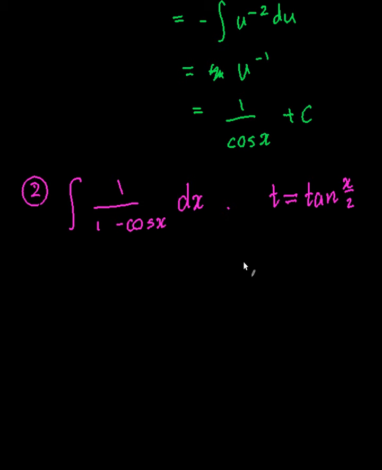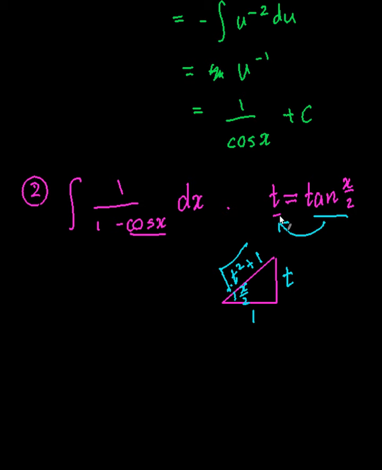Okay, let's see how this is going to play out. The first thing I need to do is find what cos x is in terms of t. In order to do that, I'm going to draw a little triangle. Okay, so that's my triangle. Now this angle here is x on 2. Tan x on 2 is equal to t, so you can write this as t on 1, opposite on adjacent. If that's the case, the hypotenuse is going to be the square root of t squared plus 1.